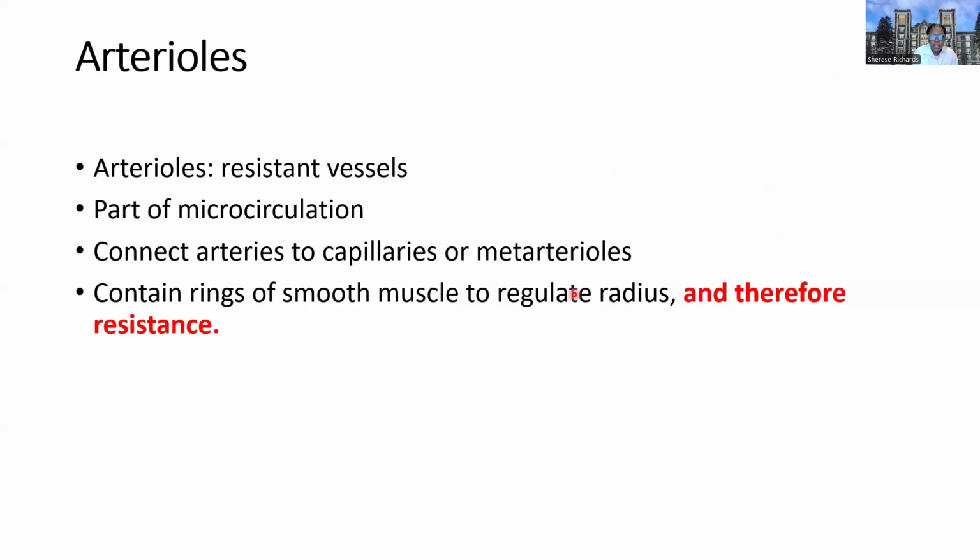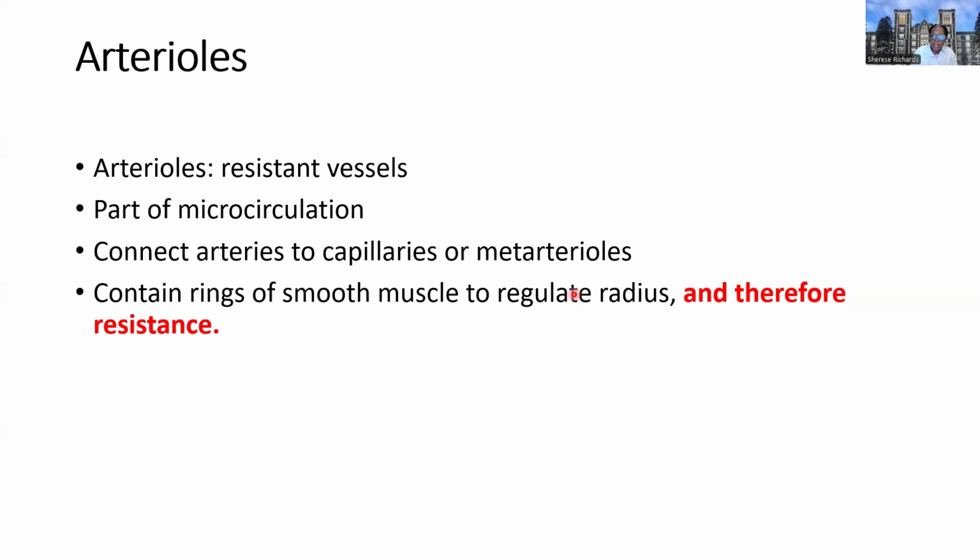Let's shift gears and look at arterioles. Arterioles are slightly smaller than our arteries. They have the most resistance of any other branch of the vasculature, and they're considered a part of the microcirculation. So arterioles are going to be connecting arteries, like radial artery, brachial artery, those medium-sized arteries, to capillaries, or in some cases, meta-arterioles. They're going to contain smooth muscle and therefore have a lot of resistance.